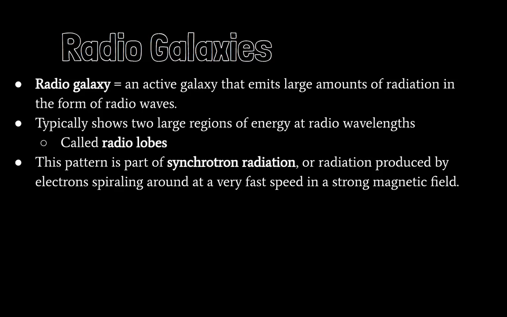A radio galaxy is an active galaxy that emits large amounts of radiation in the form of radio waves. The radio galaxy typically shows 2 large regions of energy at radio wavelengths called radio lobes, which are on opposite sides of a visible galaxy. This pattern is called synchrotron radiation, which is radiation produced by electrons spiraling around at a very fast speed in a strong magnetic field.